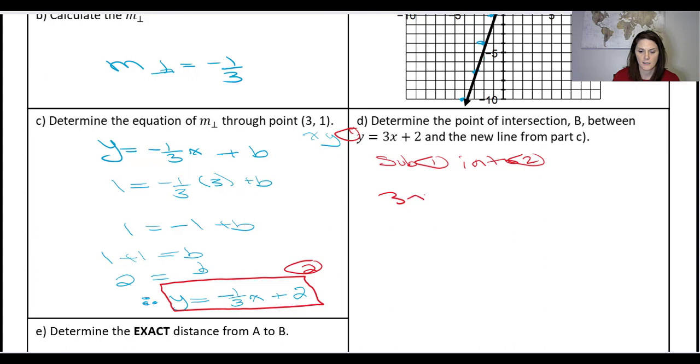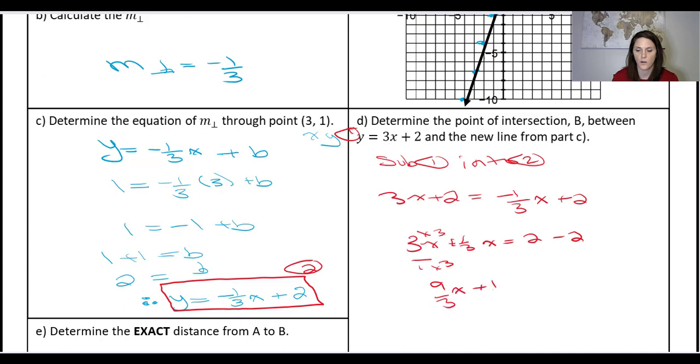So 3x plus 2 is equal to negative 1/3 x plus 2. And we're going to rearrange. We're going to bring all of the x's to one side, all of the constants to the other side. So 3x plus 1/3 x is equal to 2 minus 2. So we need a common denominator. I'm going to multiply the first fraction by 3. So we're going to get 9/3 x plus 1/3 x is equal to 0.